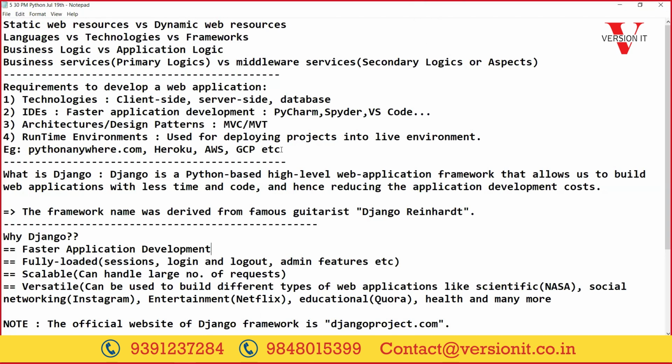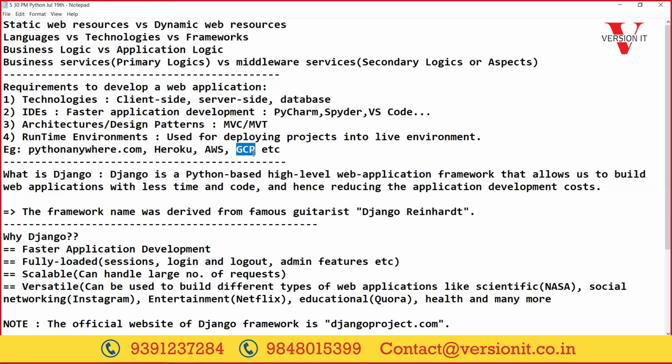Particularly to run Django applications, we can use pythonanywhere.com. You can launch your website and make it live. Otherwise, Heroku. It is a cloud service provided by IBM, Amazon AWS, Google GCP, Google Cloud Platform. Some real-time environments we can use to build the applications.